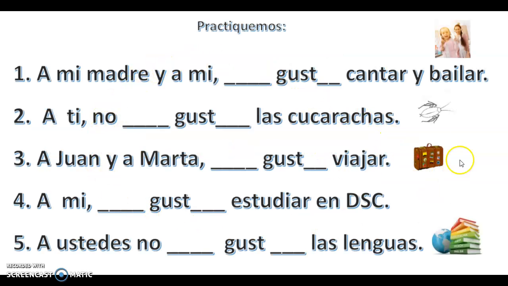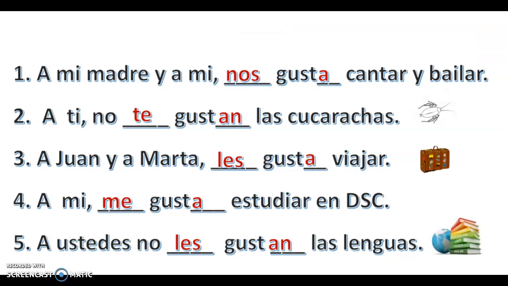Go ahead and pause the presentation, and I'll give you the answers on the next slide. Remember, this blank has to do with who is being pleased, and this blank, it will be either an A or an AN, depending on what is doing the pleasing. Here's your answers.